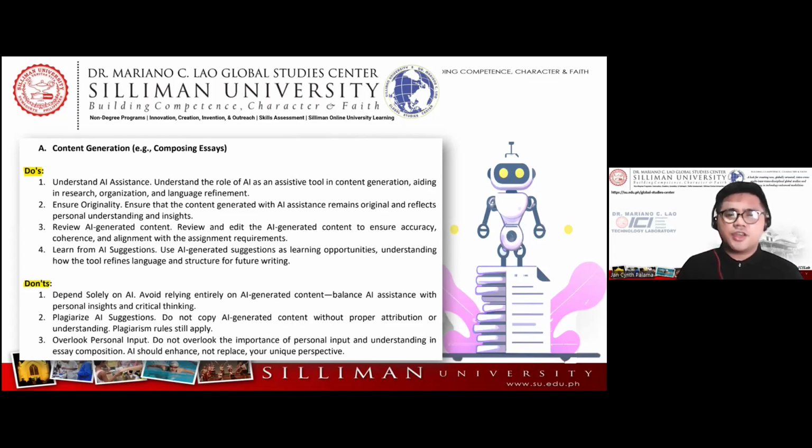What is a learning opportunity, sir? Use this as a learning tool. Meaning to say, once the AI gives you an answer, do not just copy and paste. You understand it, you write it in your own words, and check whether these statements, these contents, exist online or not, just to make sure that these references are reliable or perhaps valid. Understanding how the tool refines language and structure for future writing.